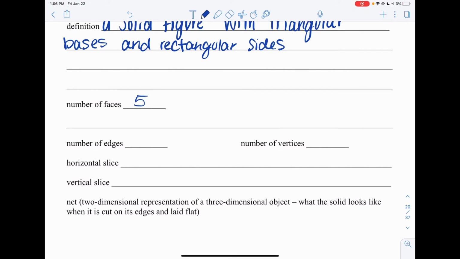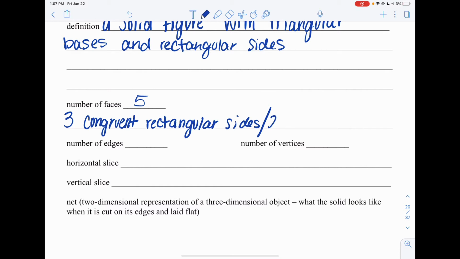Okay, and with me describing what these 5 faces are: 3 congruent rectangular sides and there are also 2 congruent triangular bases.